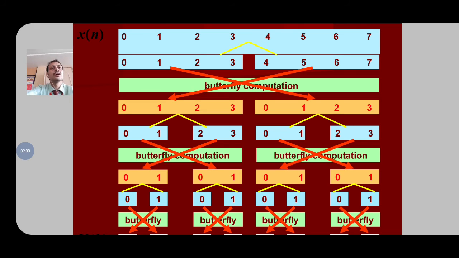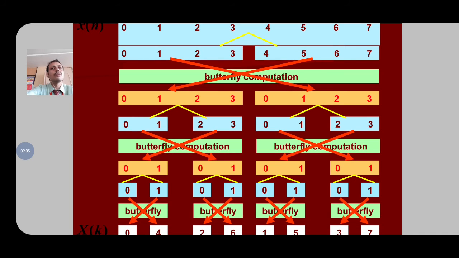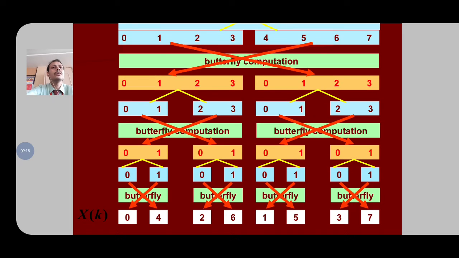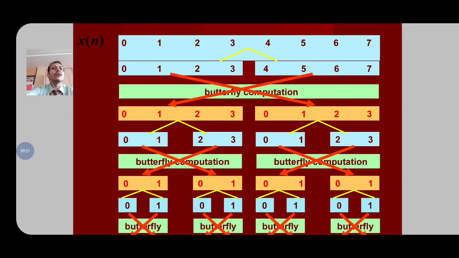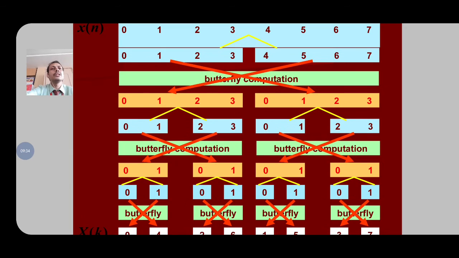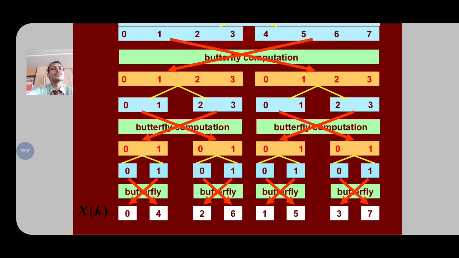In the second stage, we are going to divide the 4 points 0, 1, 2, 3 into the first 2 and last 2. So we will get 0, 1 and 2, 3. Like that, for 4, 5, 6, 7 we will divide into 4, 5 and 6, 7. So we have 3 stages here. The first is that the 8-point DFT is divided into two 4-point DFTs. The second stage is that each 4-point DFT is divided into two 2-point DFTs, and finally it is a single-point DFT.